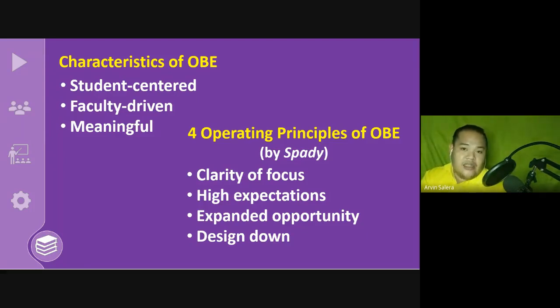As a teacher, you should be lenient at all times to your students. Labi na in this time of pandemic nga kita tanan affected. So dapat maningkamot tatagsa-tagsa. Okay, last is design down. OBE follows the top-down approach to teaching as well as assessment.